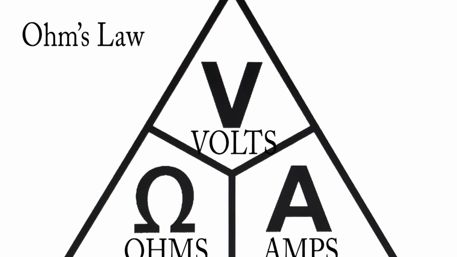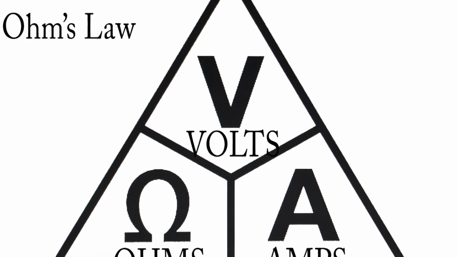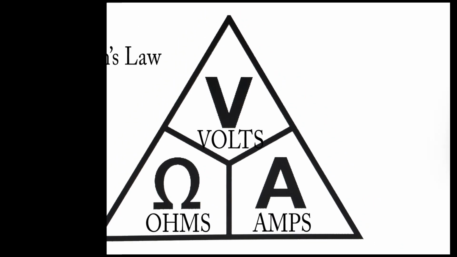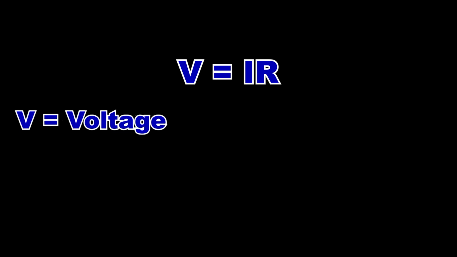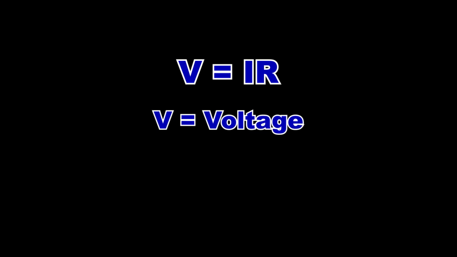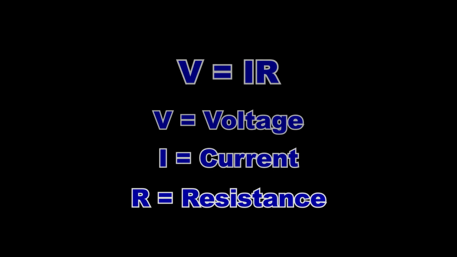Ohm's law. The relationship between the voltage, V, current, I, and resistance, R, is given by V equals I times R, where V is the voltage across the resistor, in volts. I is the current through the resistor, in amperes. R is the resistance, in ohms, omega.